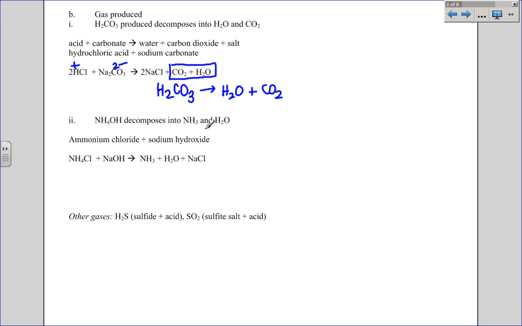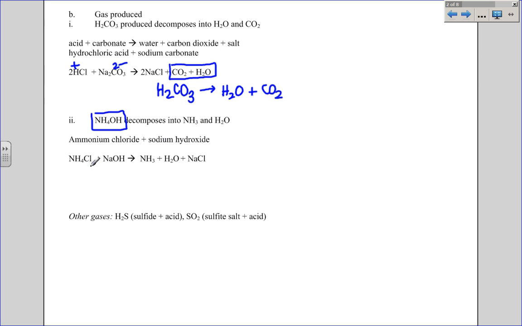Similarly, we can produce ammonia and water in a double displacement reaction. And that comes from recognizing that ammonium hydroxide is not an ionic compound that will exist in solution, but instead this will, like H2CO3, decompose into NH3 and H2O. NH3 is ammonia, which is the gas that you smell if you use Windex or if you go to a hair salon. That smell in a hair salon is the ammonia that's in the air.